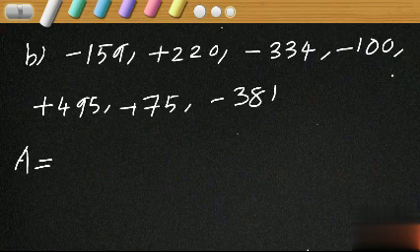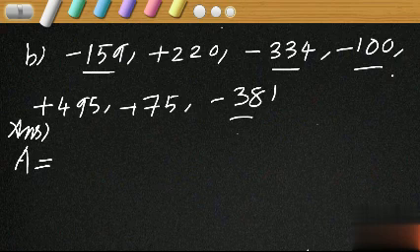Which are the negative integers here? Please underline: minus 159, minus 334, minus 100 and minus 381. These are the negative integers. Among these, which is the smallest one? Since we are writing the ascending order, we have to start with the smallest number.